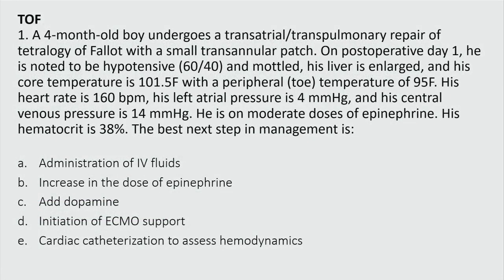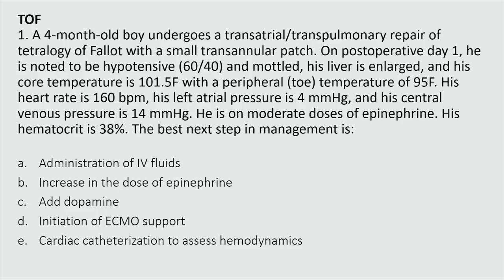Just because it says TOF doesn't mean that's what the lesion is. A 4-month-old boy undergoes a transatrial transpulmonary repair of tetralogy of Fallot with a small transannular patch. On post-op day 1, he's noted to be hypotensive, 60/40, unmottled, his liver is enlarged, and his core temperature is 101.5 with a peripheral toe temperature of 95. His heart rate is 160, his left atrial pressure is 4 millimeters of mercury, and his central venous pressure is 14. He is on moderate doses of epinephrine.